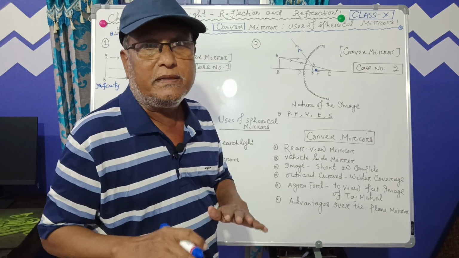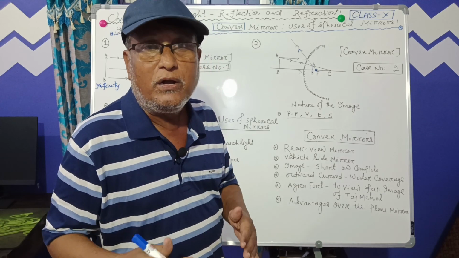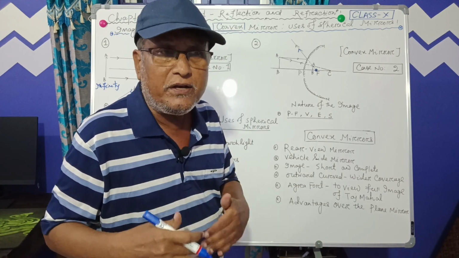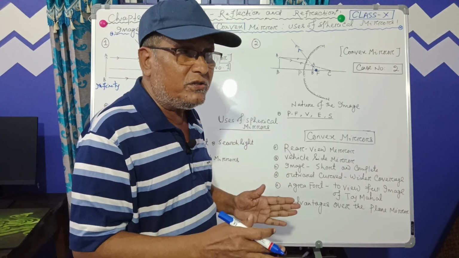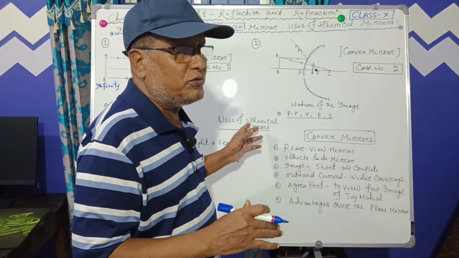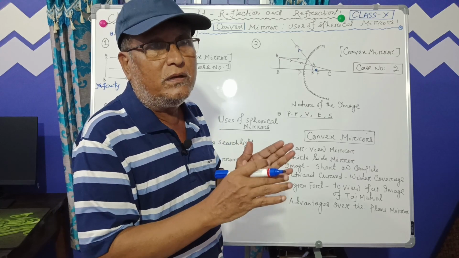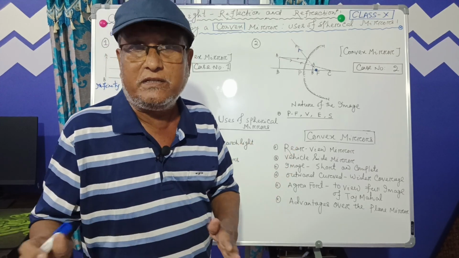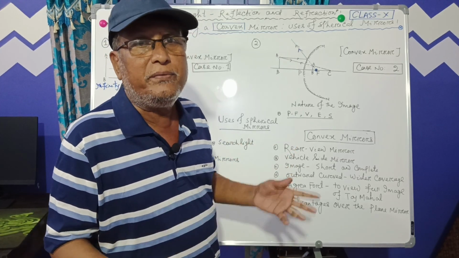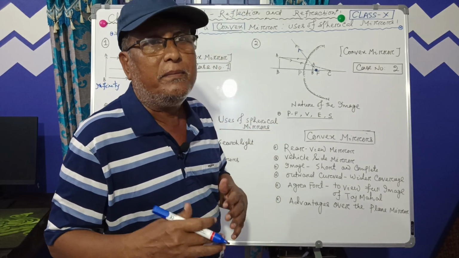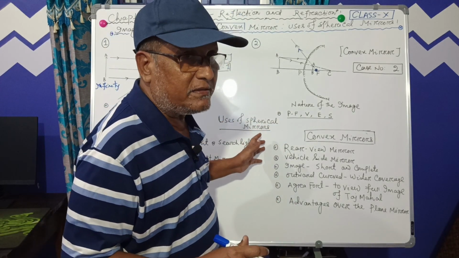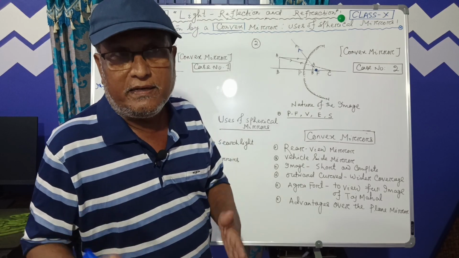Thank you. In our next session, we shall discuss the sign convention, that is what sign, whether plus or minus, is used to calculate the image distance or object distance, and we shall derive the mirror formula and magnification of the image. In the next class we shall discuss.